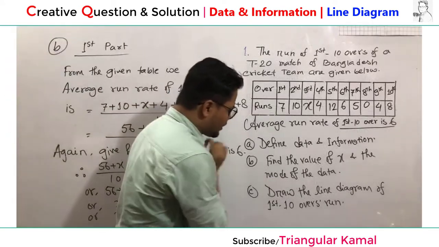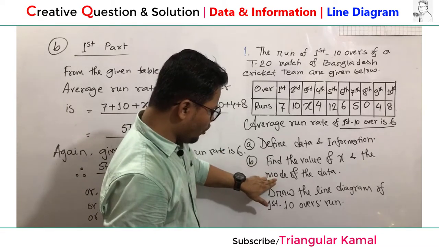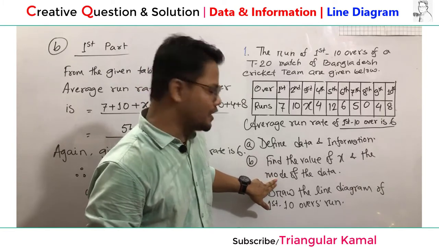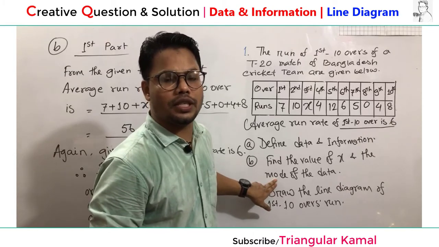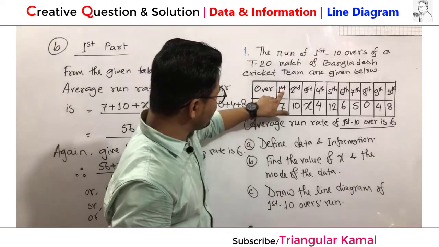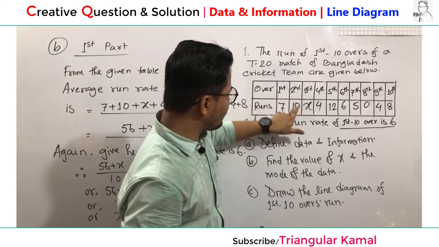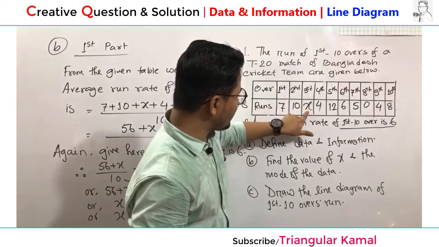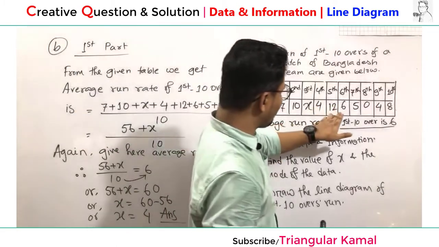Which one is the mode? I think you all know the definition of the mode, but how to find the mode? Mode is the data which is repeated or which appears the maximum number of times. So we see the first over run is 7 and the second over run is 10, third over run the value of x which is 4, and then the fifth over run.